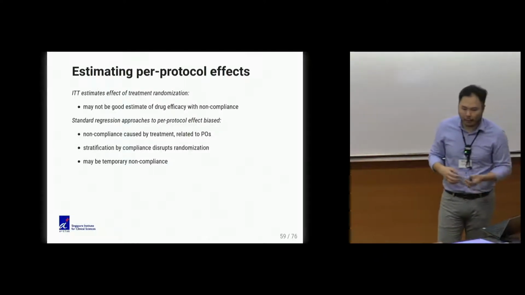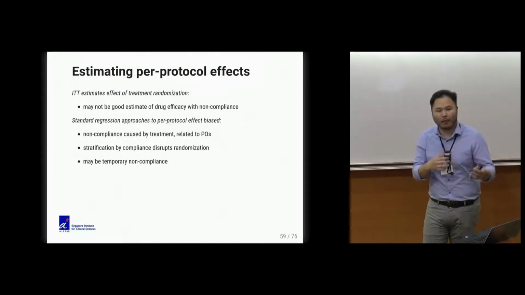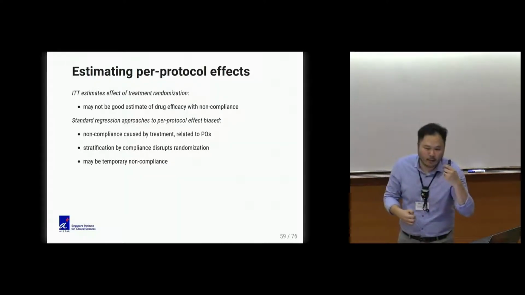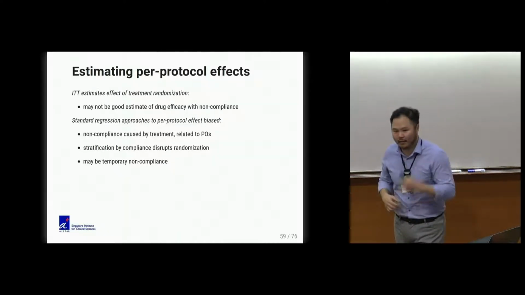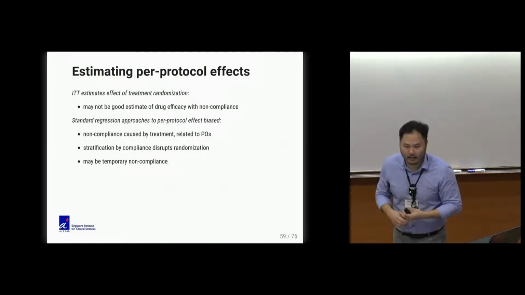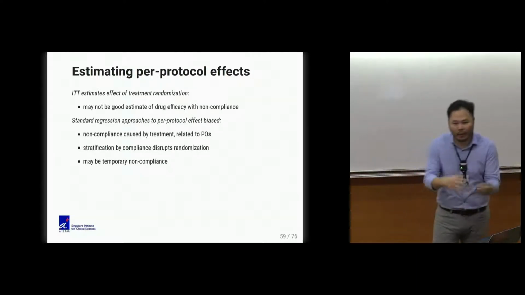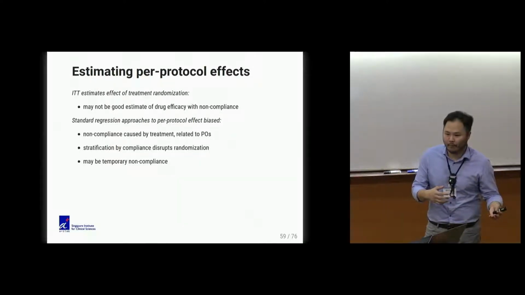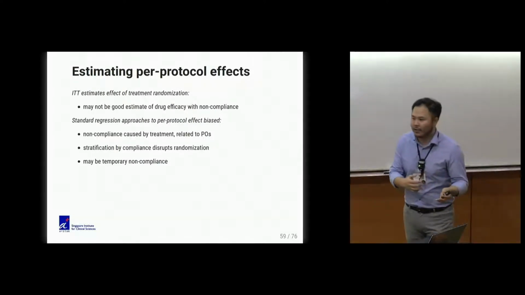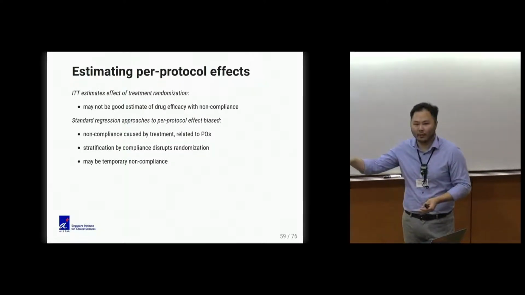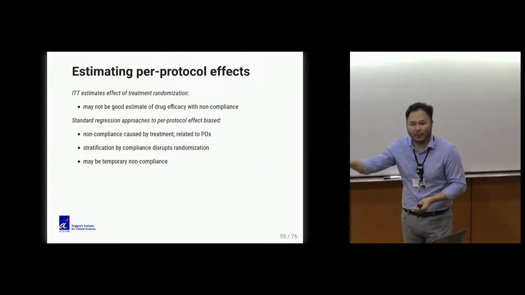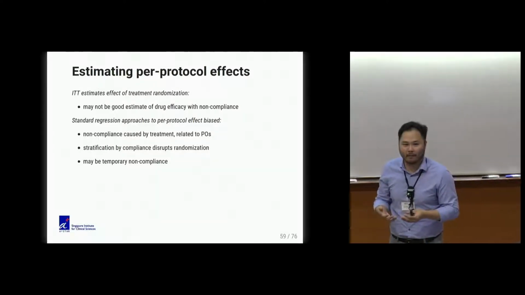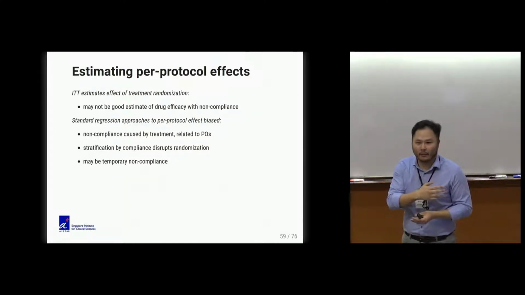Is there a way for us to recover the per protocol effects? Per protocol meaning if they had taken the treatment as they were supposed to when they were assigned to it. So for example, you're asked to take 3 pills a day of this particular drug, and you actually take 3 pills a day. Is there a way to try to get to that estimate knowing that all of these other things happen? So the naive way of doing it that was done in the past is to just look at all those people who did follow the rules and just analyze it for those people versus all those people who didn't follow the rules. And if you think about that, that's basically just the stratification approach that we were showing earlier, which is biased.